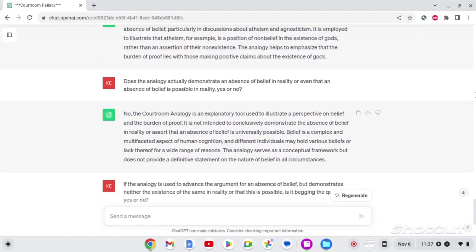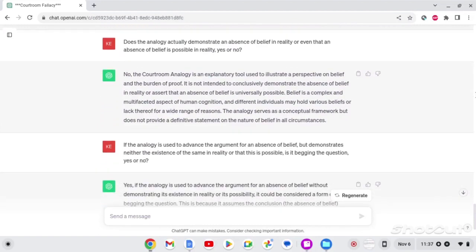gods. I ask again, does the analogy actually demonstrate an absence of belief in reality, or even that an absence of belief is possible in reality? Yes or no? And the answer is no. The courtroom analogy is an explanatory tool used to illustrate a perspective on belief and the burden of proof. It is not intended to conclusively demonstrate the absence of belief in reality or assert that an absence of belief is universally possible. Belief is a complex and multifaceted aspect of human cognition, and different individuals may hold various beliefs or lack thereof for a wide range of reasons.